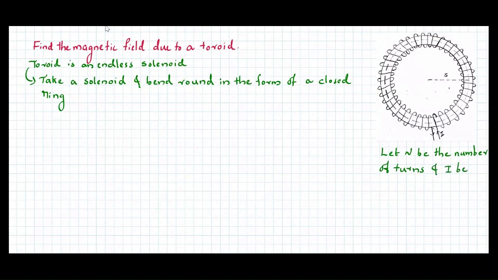The current flowing through the toroid is I. Suppose capital N is the number of turns and I is the current flowing through the toroid.